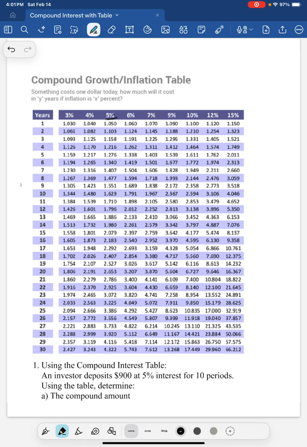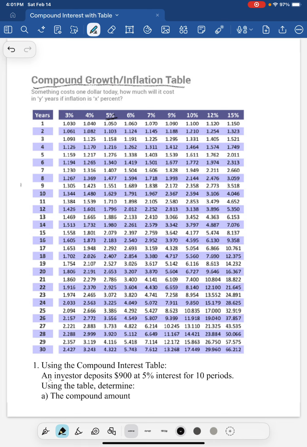And the first thing we're going to look at is the compound growth inflation table, this table here at the top of my worksheet. And this is a table that lenders use to help them figure out what the compound amount is that they need to use in figuring interest. And anytime we do it, we're going to use a table. I'm not going to ask you to figure these little tiny figures, I promise. So the table is very easy to use.